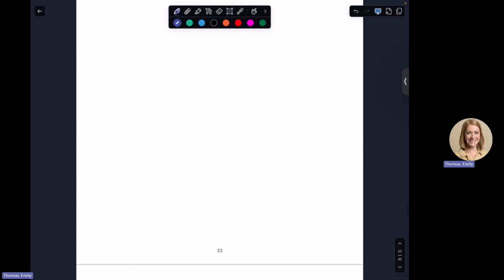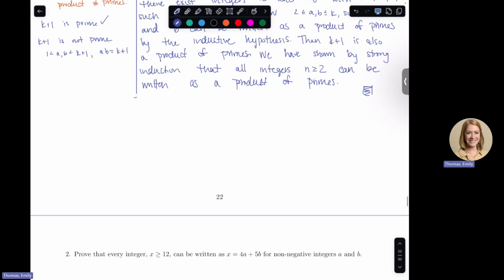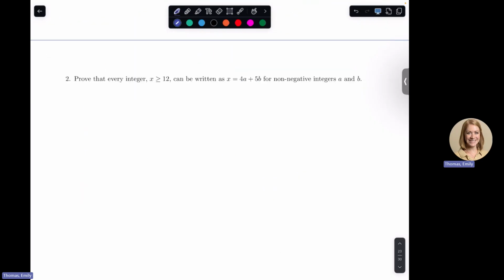But on this next one, I don't know that it is totally clear until you start. So let's talk through that one. We've got every integer greater than or equal to 12 can be written as 4a plus 5b for some non-negative integers a and b. The reason that regular induction does not work here: you would assume it works for 12. Great. Show it: 4 times 3, 5 times 0. We're good to go.